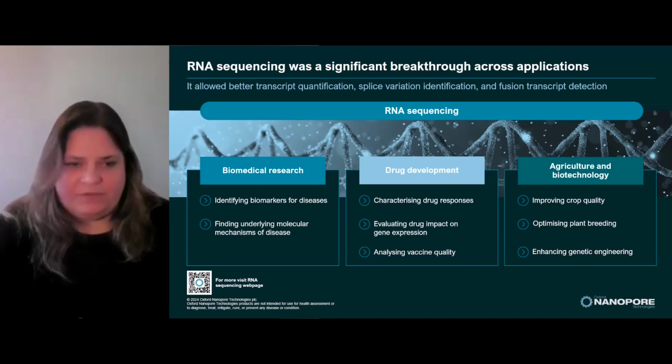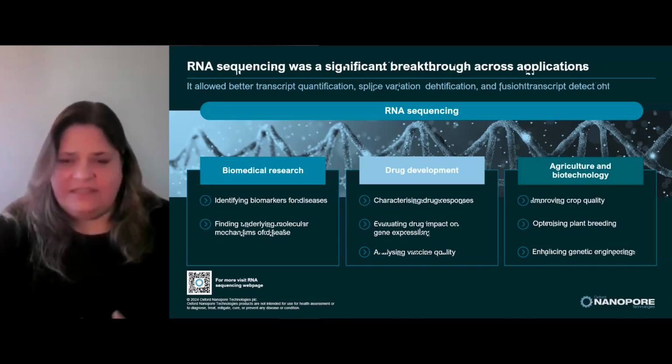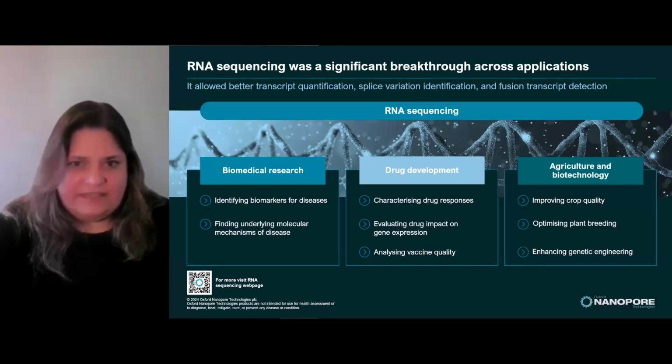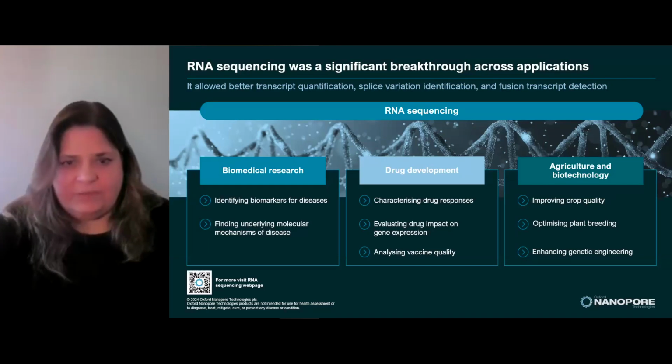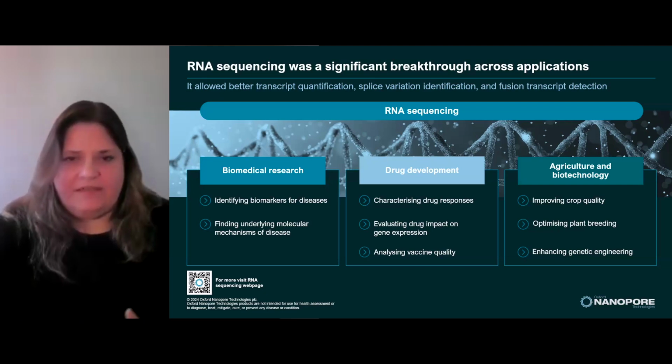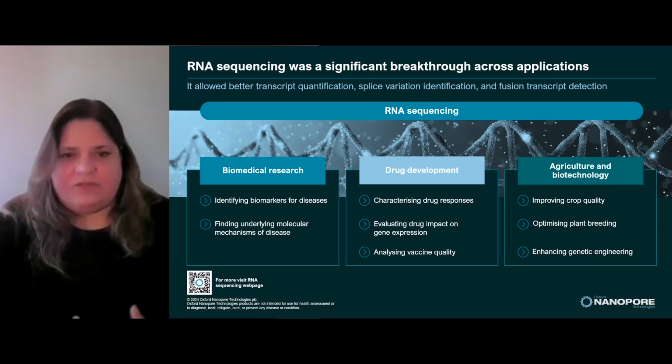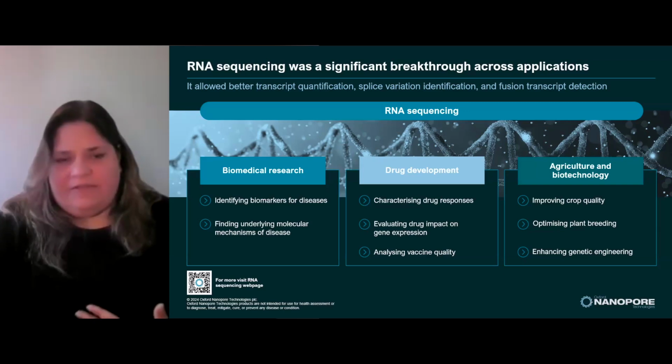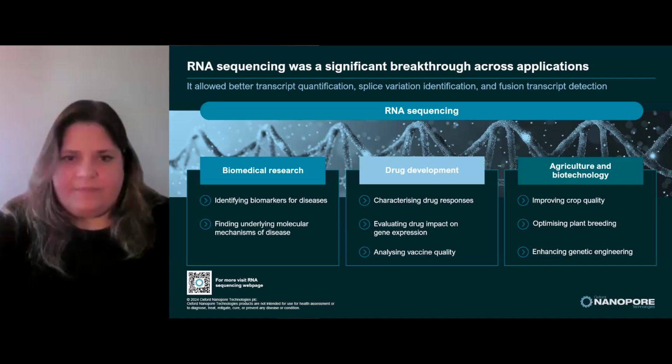So things like biomedical research, looking for biomarkers for particular diseases and the underlying molecular mechanisms of disease. We can look at drug and vaccine development, which is obviously quite relevant in the last 5 years. And then also agricultural applications, such as improving crop quality, optimizing plant breeding, and enhancing the genetic engineering that helps mitigate issues like crop availability under high salinity or drought.